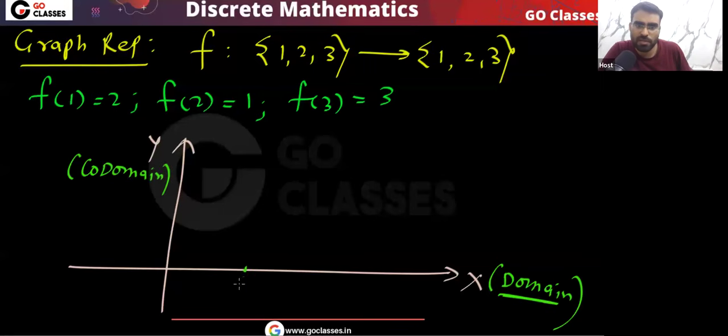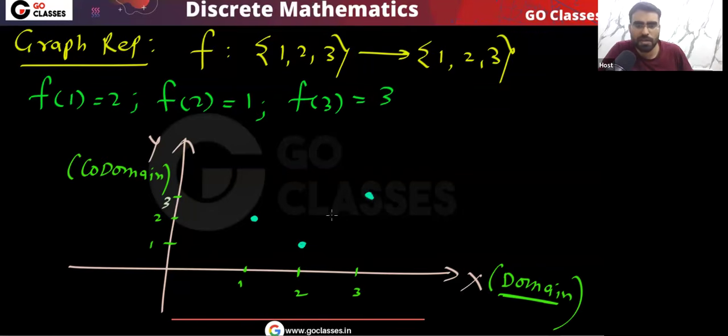Okay, for example, this is 1, this is 2, this is 3, this is 1, this is 2, this is 3. Okay, so like this. So finally you will have this. 1 is mapping to 2, so you will put a point here. 2 is mapping to 1, you will put a point here. 3 is mapping to 3, you will put a point here. So this is another representation.